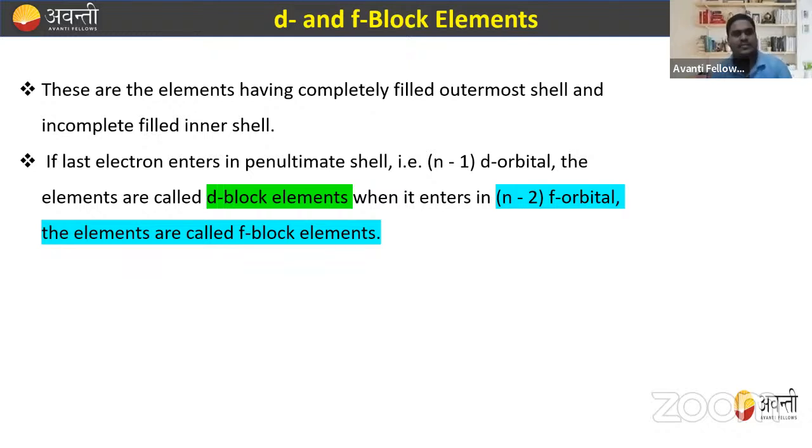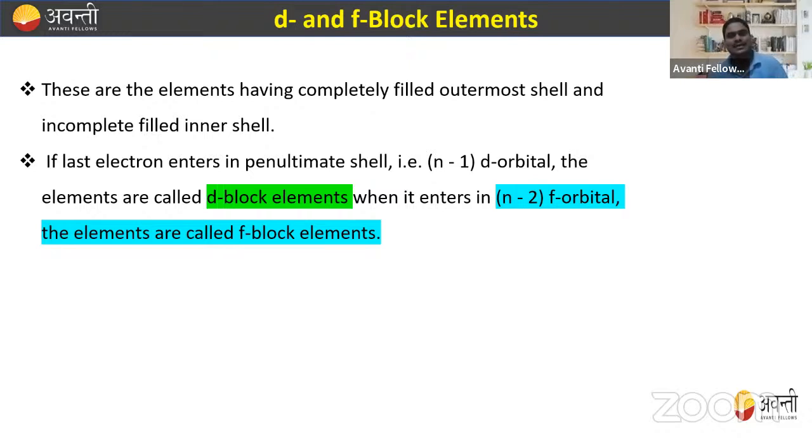So what is this D block element? Basically, these are the elements having a completely filled outermost shell and an incompletely filled inner shell. So this is very important to understand. D and F block elements are like these elements having a completely filled outermost shell, like for ns2, right? And an incompletely filled inner shell. So their inner shell is incomplete, right?